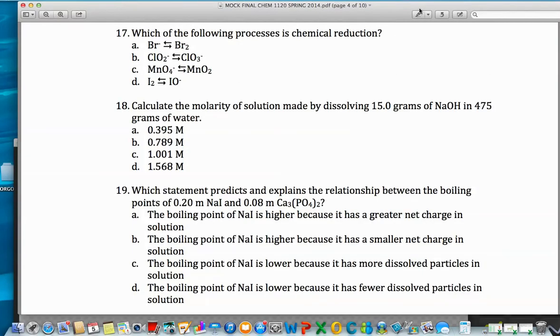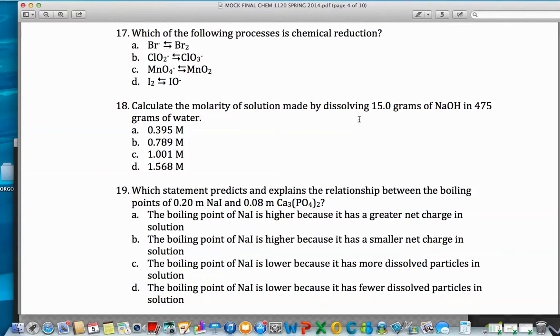So moving on to number 17, we want to find out which chemical process is reduction. In A, bromine's going from -1 to 0. That is oxidation. In B, you're going from fewer oxygen atoms bonded to chlorine to more. That is also oxidation. In C, you're going from more oxygen atoms bonded to manganese to less. That is chemical reduction. Also, iodine, you're going from 0 oxygens to 1. That is also going to be oxidation. So the best answer choice will be answer choice C for number 17.